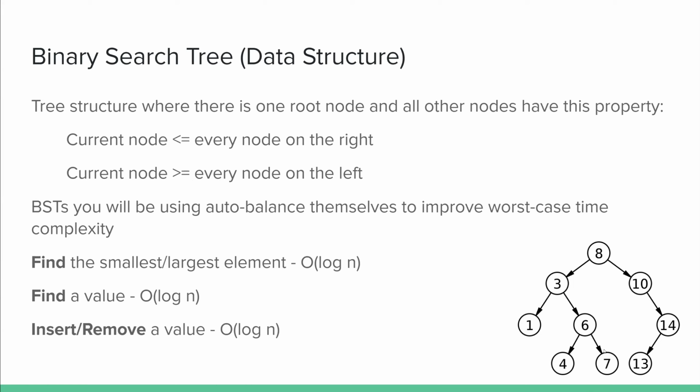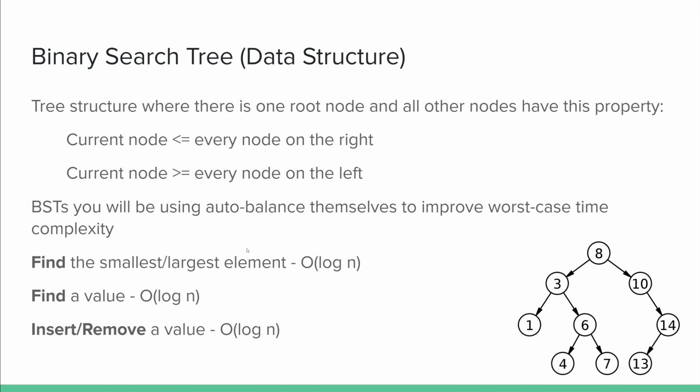So everything on the right, everything on the left. So this condition is satisfied everywhere in the binary search tree. And in CIS22C, you'll learn that worst case time complexity is going to be pretty bad if you end up with an unbalanced binary search tree.